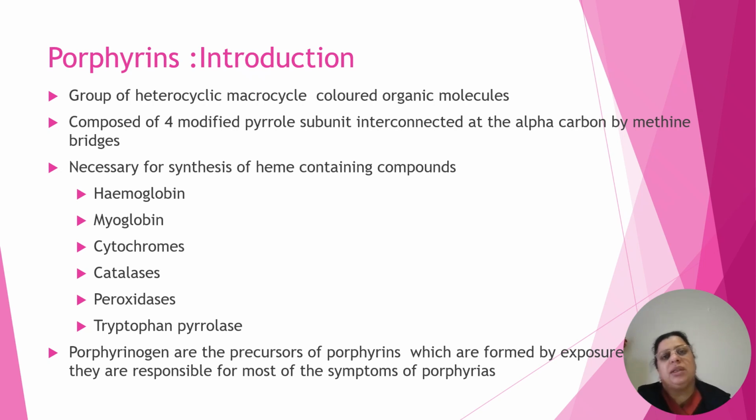And porphyrinogens are the precursors. You must remember there is an inactive form, which are the precursor forms. We call them porphyrinogens, which when exposed to ultraviolet light become reactive, become active, and form porphyrins. And these porphyrins are the ones which are responsible for most of the symptoms of porphyria, especially the one which is sensitive to light.